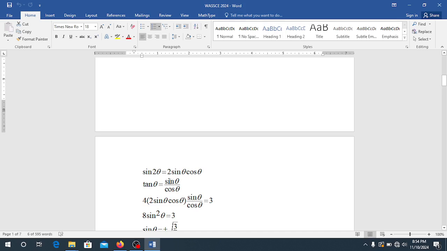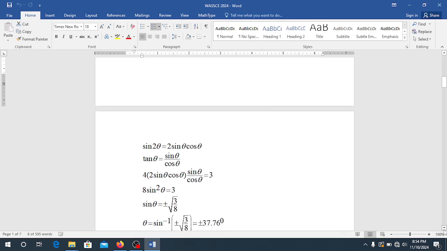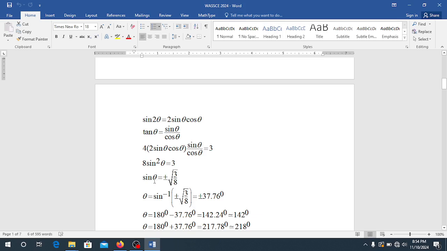Now substituting these identities into the question, sin 2 theta now becomes 2 sin theta cos theta, and then tan theta becomes sin theta over cos theta. Now cos theta will cancel cos theta, so I have sin theta times sin theta. 4 times 2 is 8, sin squared theta is equal to 3. Now dividing by 8 and taking the square root will give us sin theta is equal to plus or minus root 3/8. Now, finding theta, we have theta is equal to sin inverse of plus or minus root 3/8.